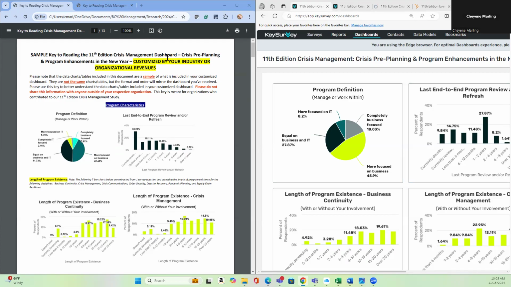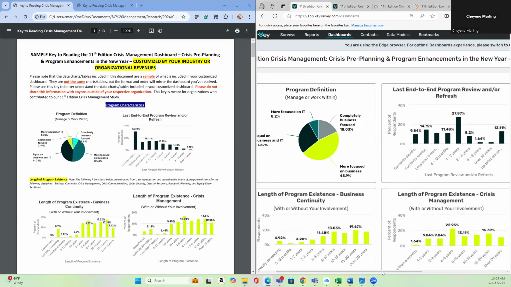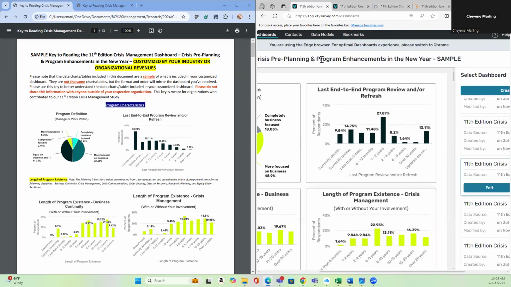the 11th edition crisis management dashboard, the one that is focused on crisis pre-planning and program enhancements in the new year. This particular key is customized by your industry or by organizational revenues, which you can see here on the right side. This is a sample of, again, pre-planning and program enhancement. So your key that you would have received will either put the industry in here or organizational revenues, as far as your customized dashboard.